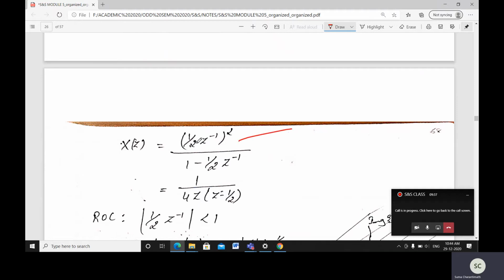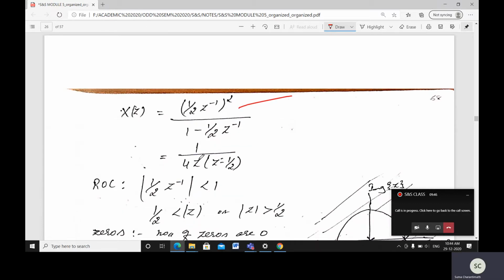Then solve this. 1 by 2 whole square means 1 by 4. Solving further, you will get 1 divided by 4 into z, z minus 1 by 2. Here z inverse is written as 1 by z, and here I can write 1 divided by z square. Based on that, z gets cancelled, so you get 1 divided by 4z. Here taking the LCM of z, you get z minus 1 by 2.